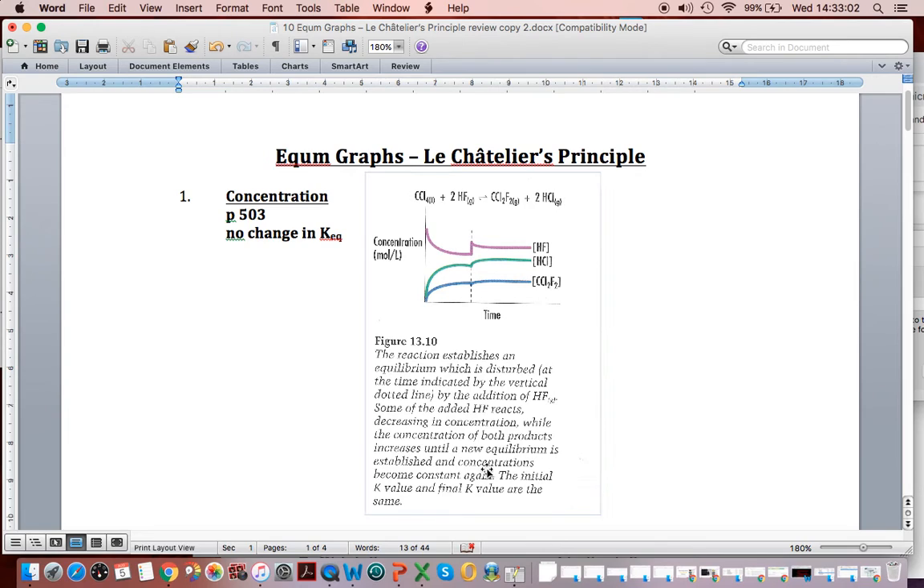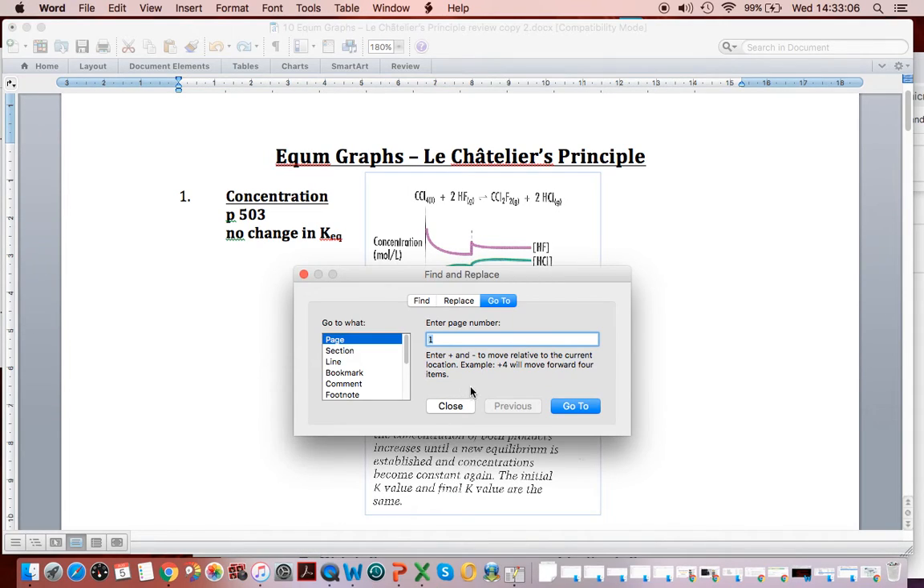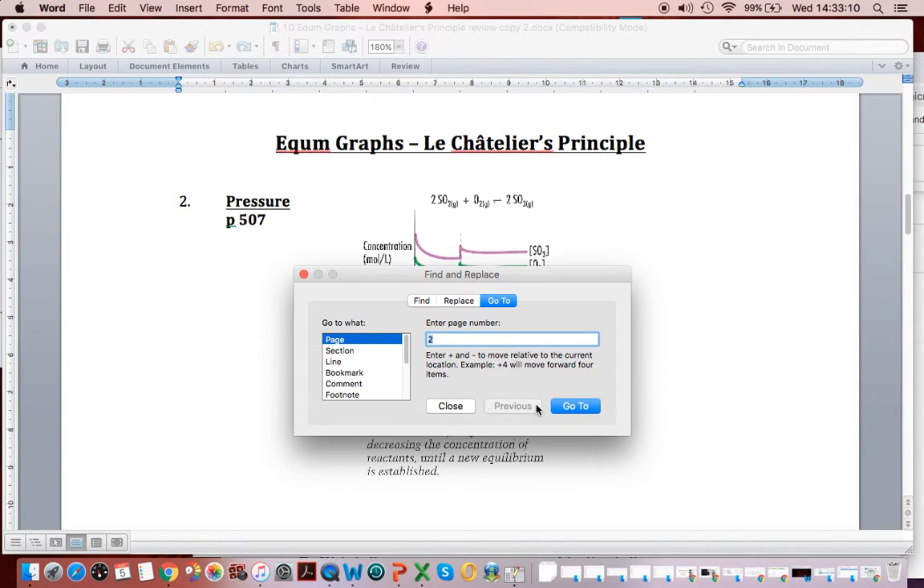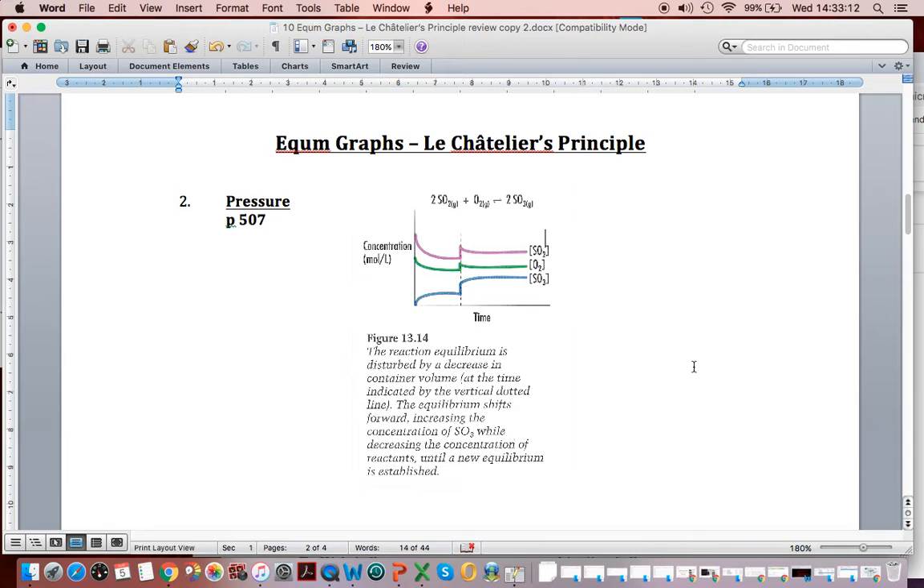The next stress we're going to look at is pressure, and I don't have a tidy way of moving, so I'm going to do it this way. And we should arrive on page 2. Okay, now page 2 shows a pressure stress, different equilibrium. Here we have 2SO2 plus O2 becomes 2SO3.